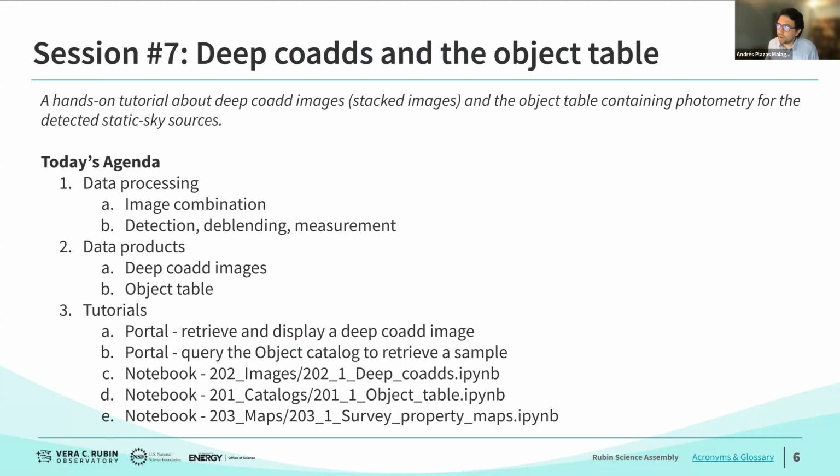Today, we're going to talk about the deep coadds and the object table. I'm going to present a few slides, and then we're going to go through a few tutorials from the portal aspect and the notebook aspect of the RSP related to accessing deep coadd images or stacked images and the object table. I'm going to explain a little bit about the data processes that went into the production of these products, the data products themselves, and then we'll move on to the tutorials.